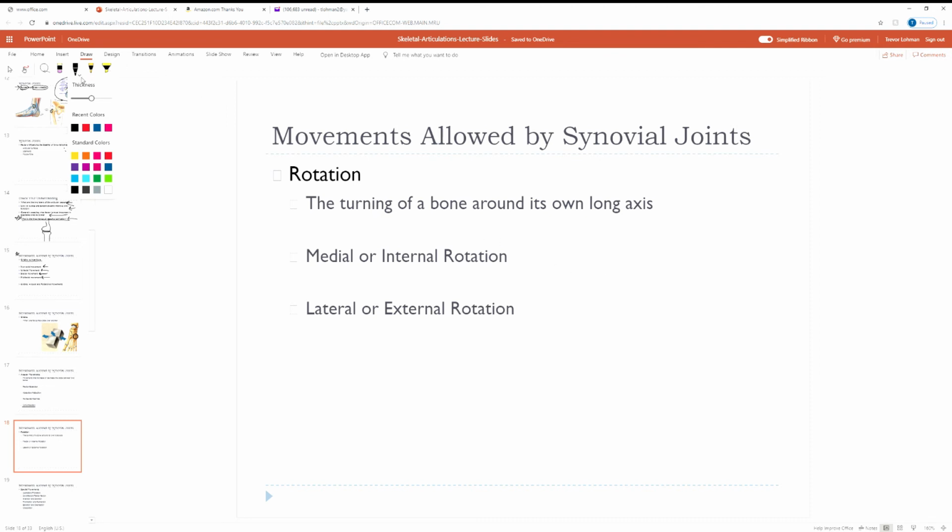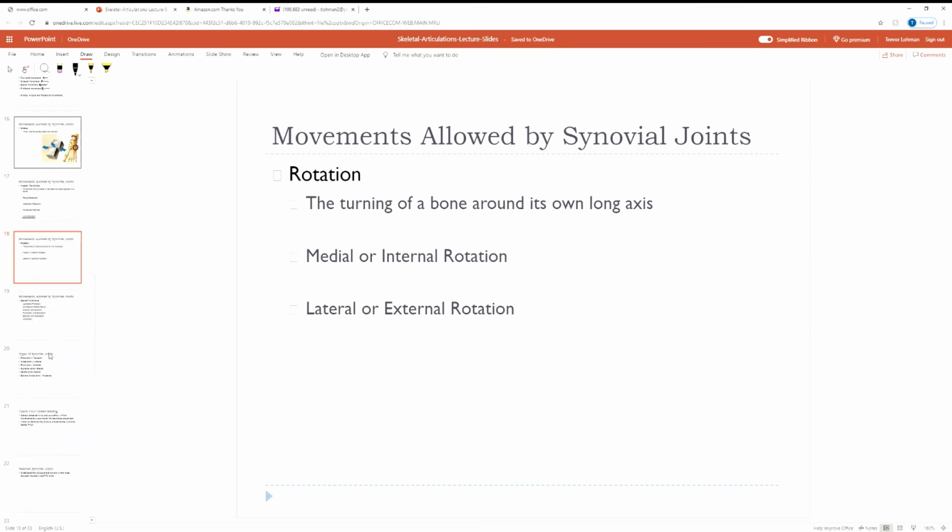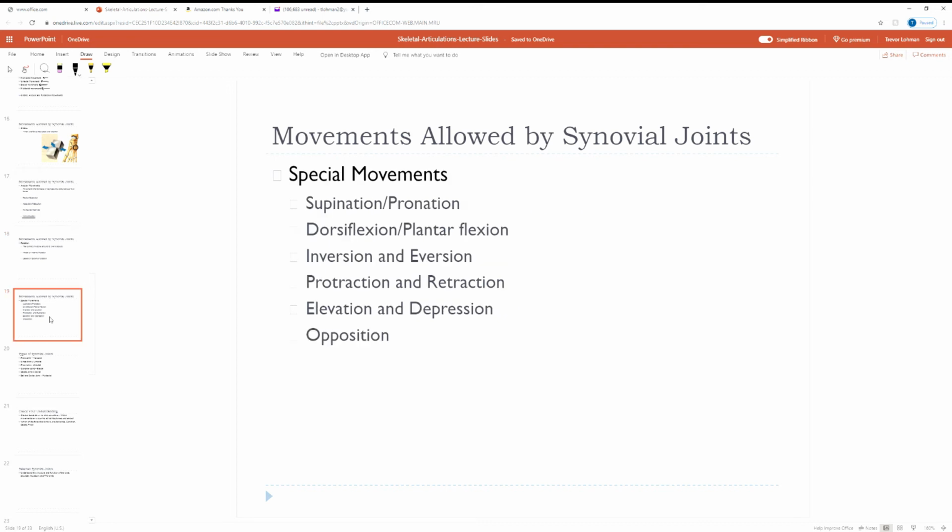Rotating the head of the humerus medially is called internal rotation. And I say humerus, but it could be the femur, it could be the radius. Rotating the head of the humerus laterally is external rotation. And then this would occur around the superior-inferior axis, just like horizontal abduction and adduction. Then we have some special movements that are going to be very difficult to describe. I'll probably post a second video, or a couple videos explaining some of these.